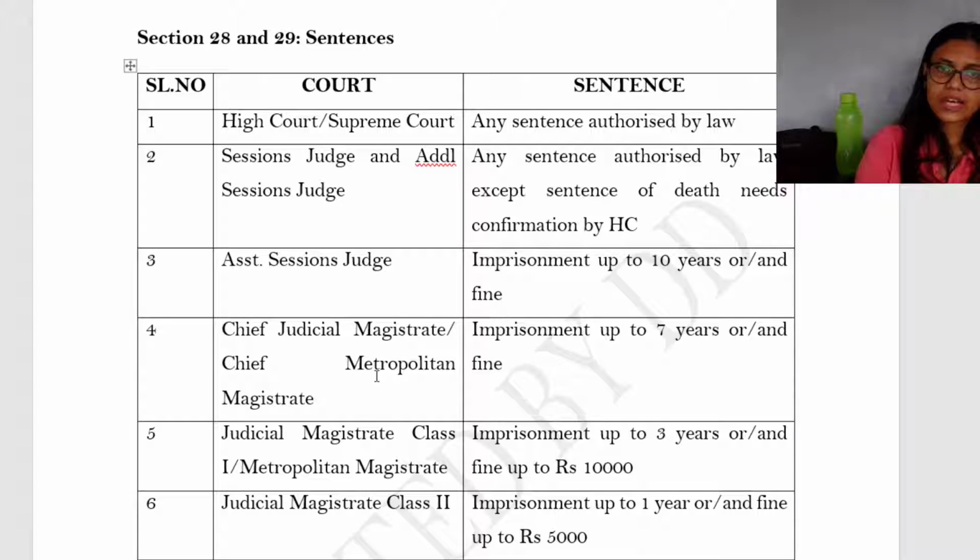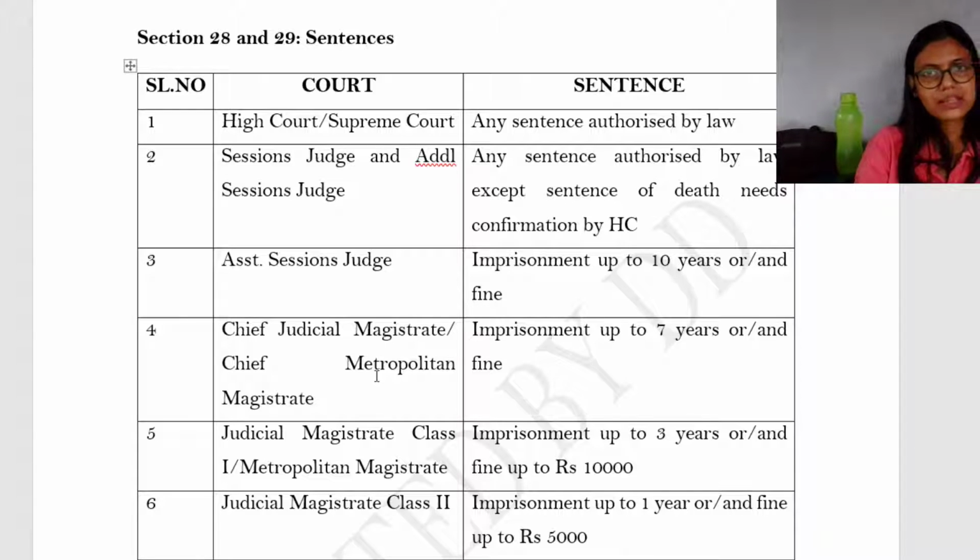What will the Sessions Judge and the Additional Sessions Judge do? They can pass any sentence authorized by law, except that a death sentence needs confirmation by the High Court. An Assistant Sessions Judge's powers are limited to imprisonment up to 10 years or fine, or both. A Chief Judicial Magistrate or Chief Metropolitan Magistrate can imprison up to 7 years or fine, or both. A Judicial Magistrate Class 1 or a Metropolitan Magistrate, imprisonment up to 3 years or a fine up to 10,000, or both. A Class 2 Magistrate, 1 year or a fine up to 5,000, or both.